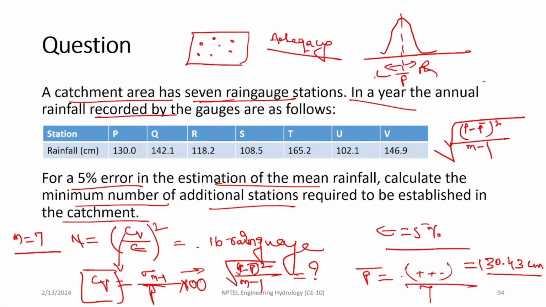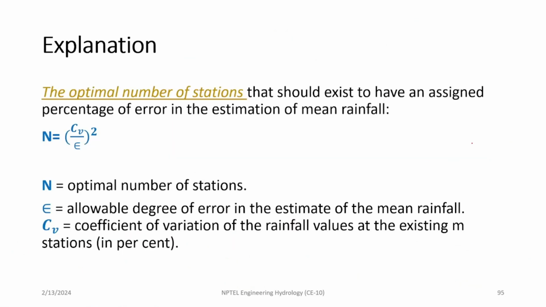So P is this value, the actual value, this one. So we have to calculate for each station. Yes, right, you are right. So definitely then, at the last, we are taking the summation of this value. Okay, so you can see this is the formula for getting the optimal number of stations.